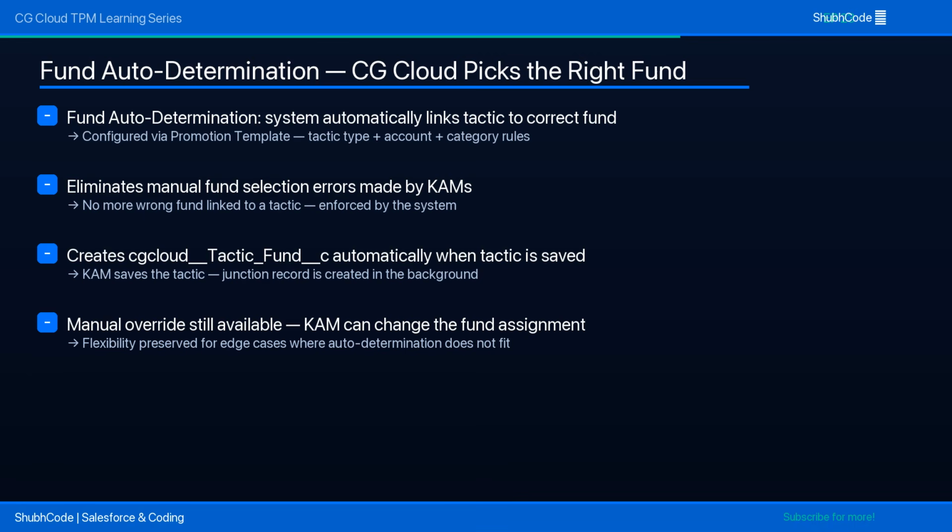Fund auto-determination fixes this. You configure rules in the promotion template: for this tactic type, on this account, with this product category, automatically find and link the appropriate fund. When the CAM saves the tactic, Salesforce runs the determination logic and creates the Cloud Tactic Fund C record automatically. The CAM can always override it manually if needed.